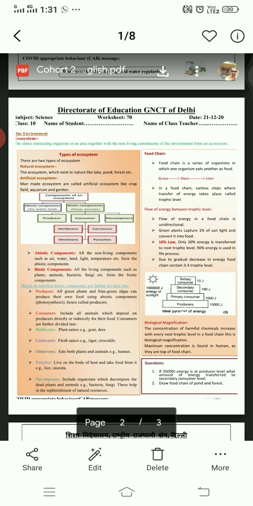So on the basis of this discussion, we try to answer the following questions. If 20,000 joules energy is at producer level, what amount of energy is transferred to the secondary consumer level? We can see the pyramid of energy in this diagram, and we can see that the secondary consumer is at the third trophic level. So if 20,000 joules is produced at the producer level, then only 10% will reach the primary consumer. So 10% will be 2000 joules.